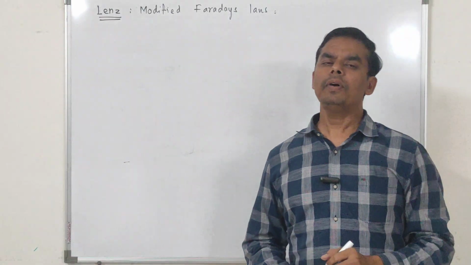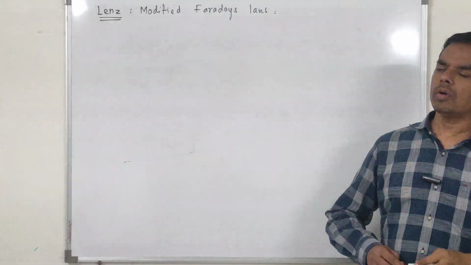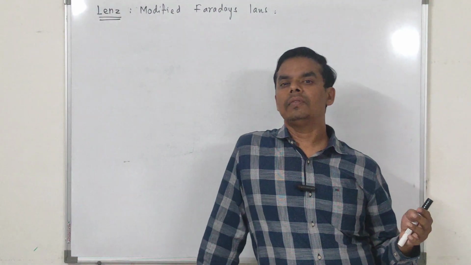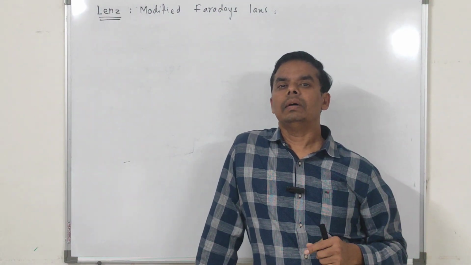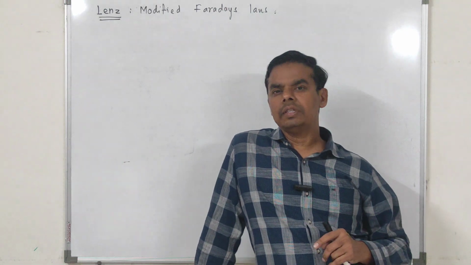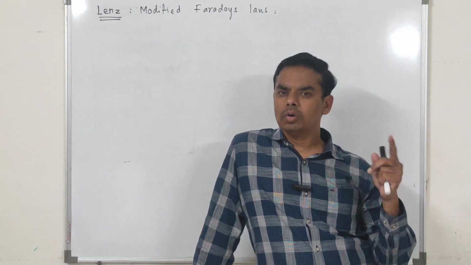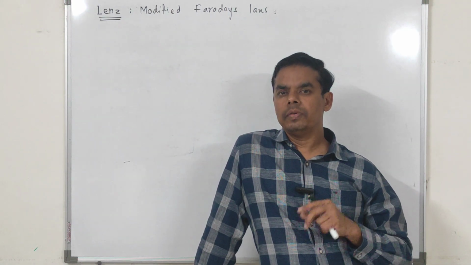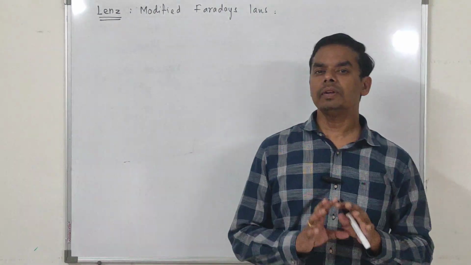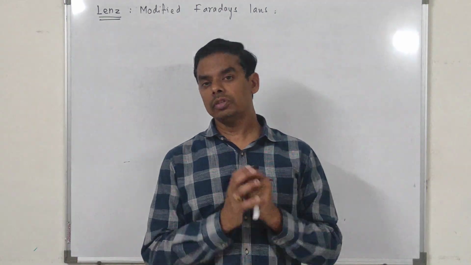Lenz has modified Faraday's law. So how did he modify Faraday's law? According to Faraday's law of electromagnetic induction, an EMF is induced in the coil due to change in magnetic flux. So Faraday has given the cause behind induction of EMF. In the second law, he has given the magnitude of induced EMF. So Faraday has given the cause of the induction of EMF and the magnitude of the induced EMF produced.